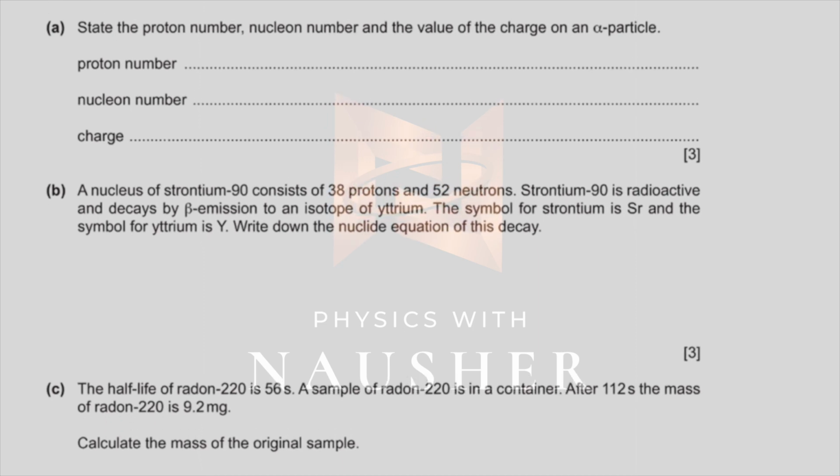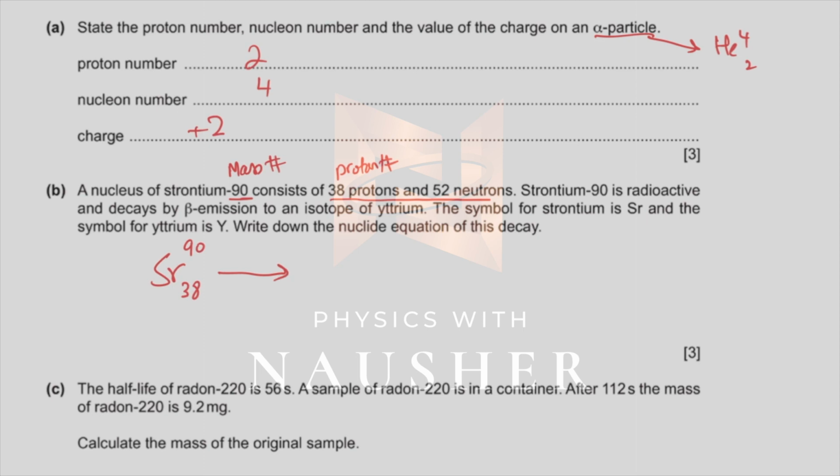The final question. Alpha particle. Alpha particle is helium-4. So the proton number is 2, the nucleon number is 4, and the charge is +2 because that comes from the number of protons. Now, strontium-90 consists of 38 protons and 52 neutrons and decays by beta emission. So strontium-90 जब लिखा हो, 90 is the mass number. 38 is the proton number. So I can simply write strontium 90, 38.